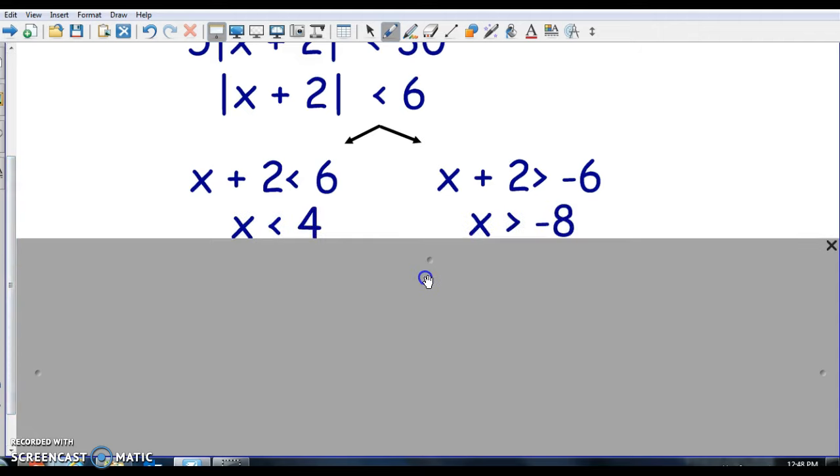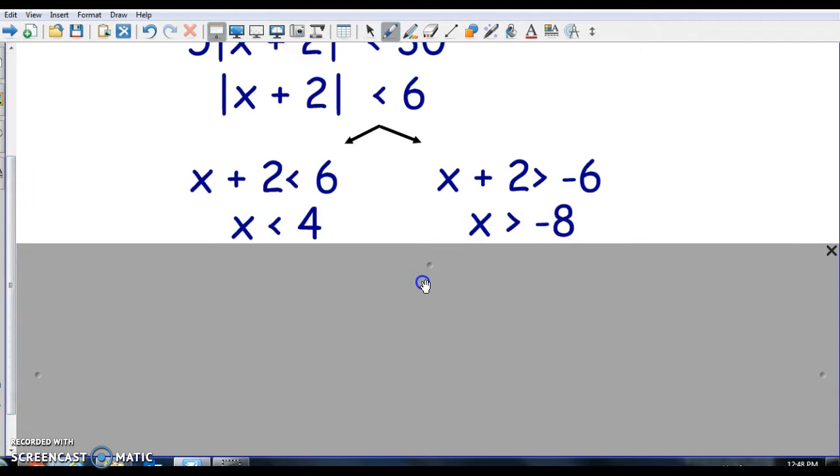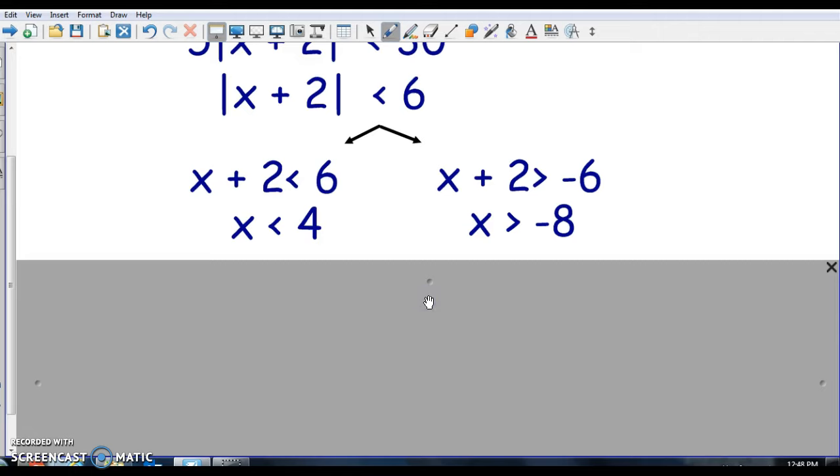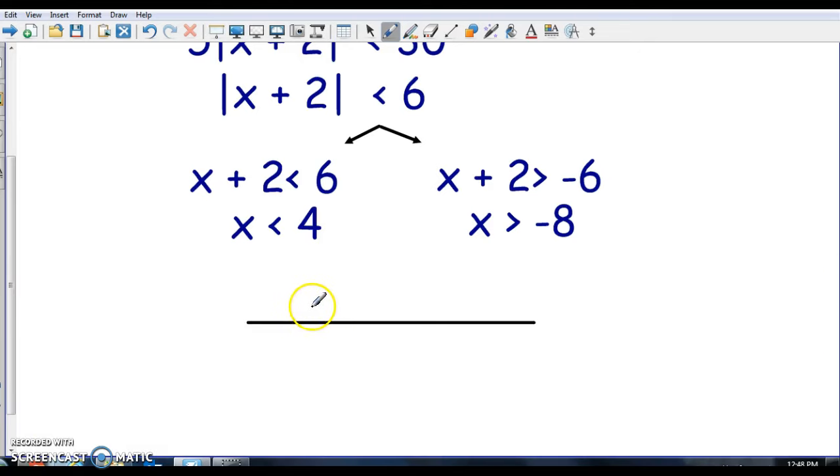Okay, so on the one on the left, you subtract 2. The one on the right, you're going to subtract 2. You're going to have x is less than 4, and x is greater than negative 8. So we're going to figure out if this is an and or an or problem. Negative 8 is a smaller number, so I'm going to put negative 8 on the left. Whoops. Put 4 on the right.